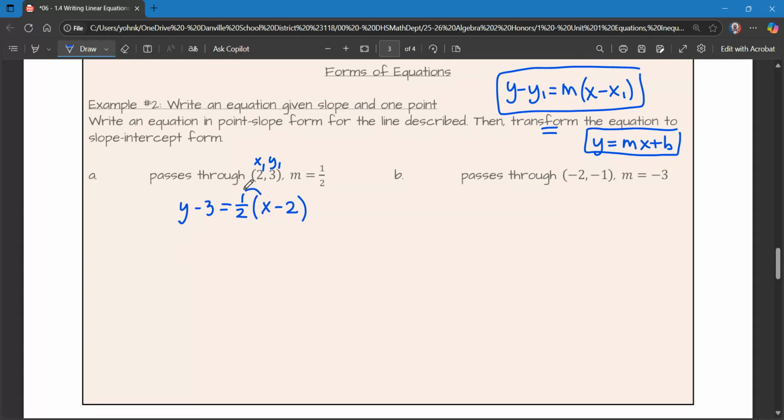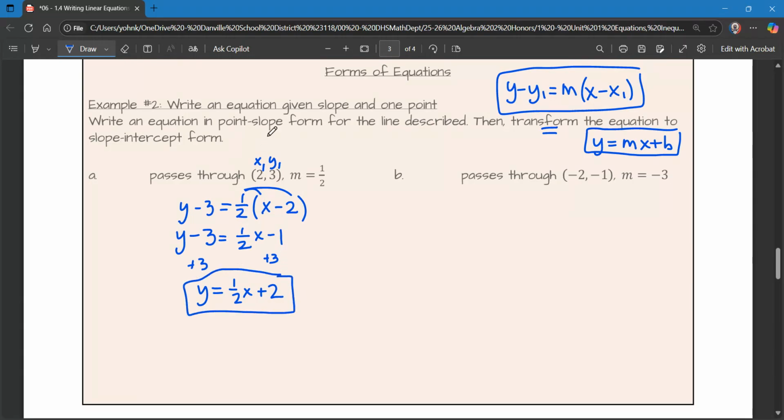Well, to do that, I'm going to have to distribute this fraction. So let's multiply the right-hand side. y minus 3 equals 1/2 x, and 1/2 times -2 is -1. And then the only other thing I have to do to get the y alone is to add 3 to both sides. So you get y equals 1/2 x plus 2.